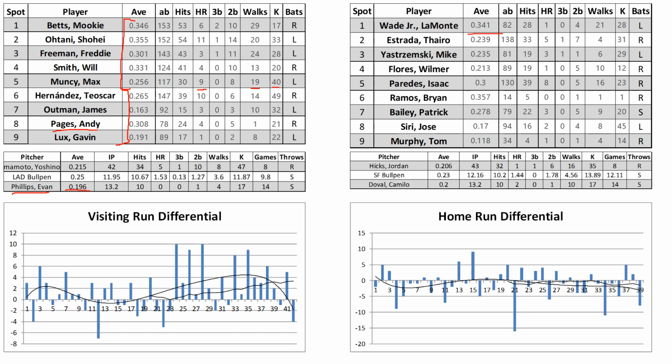Not a whole lot in terms of power. What I do find interesting is that in their number five hole they've got a guy, Eric Paredes, I'm sorry, Isaac Paredes, hitting .300. He's got 8 home runs, but he's batting fifth.